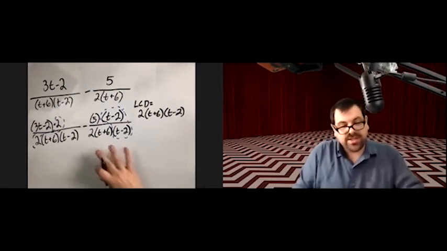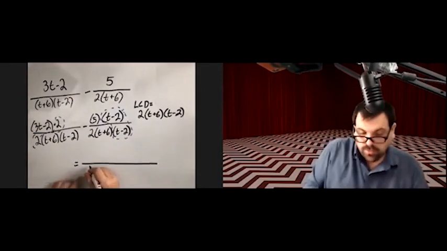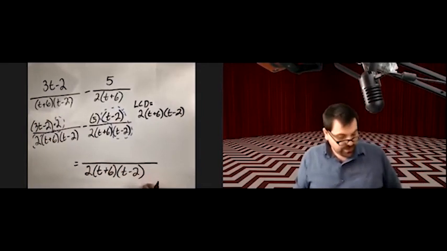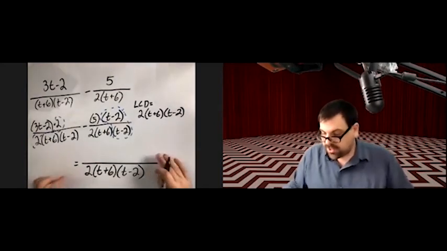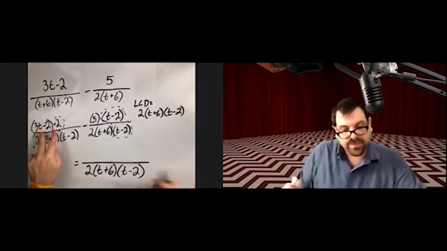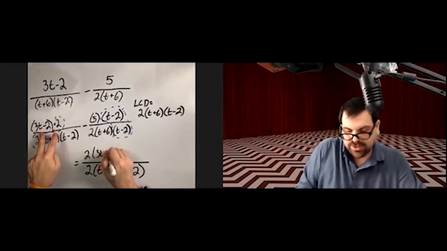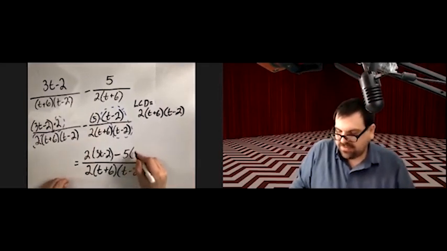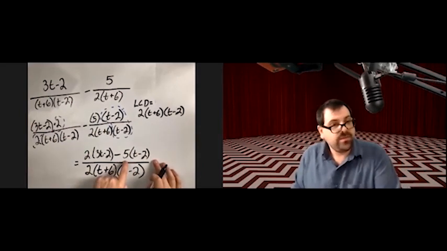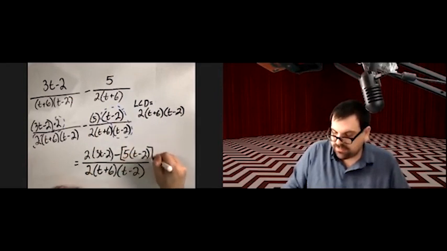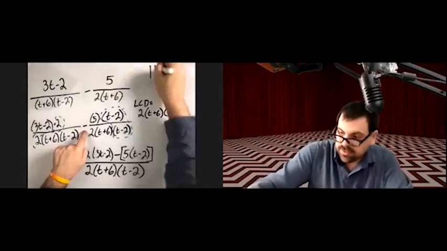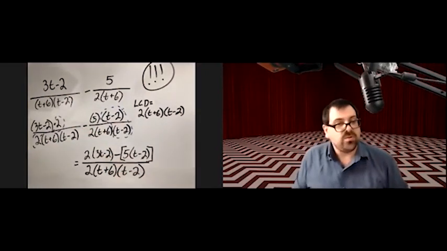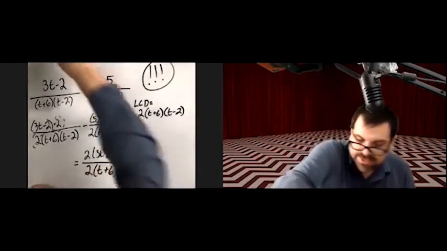Okay, so we're subtracting two fractions that have the same denominator. That means our answer will also have that denominator, 2 times t plus 6 times t minus 2. On top, we have 2 times 3t minus 2. That's what we get when we multiply the 2 times that. And then we are subtracting the 5 times the t minus 2. We need to be careful here. We're subtracting that whole thing. Remember, when we subtract this numerator, we are subtracting the whole thing. We need to group that. We need to make sure we're subtracting the entire thing.